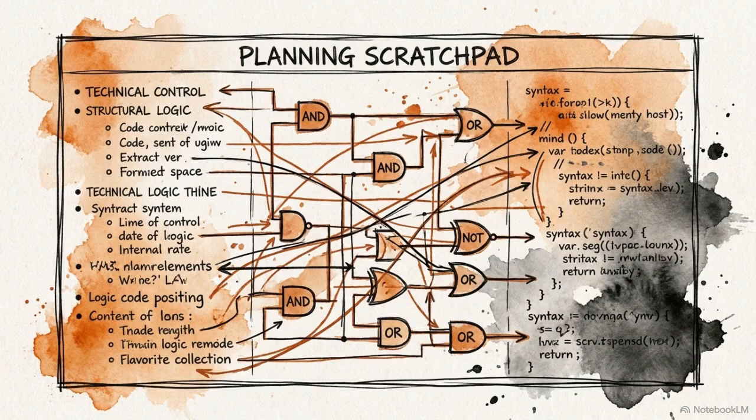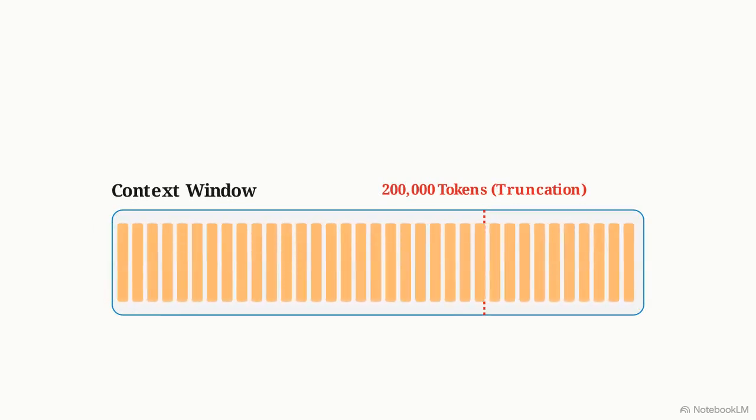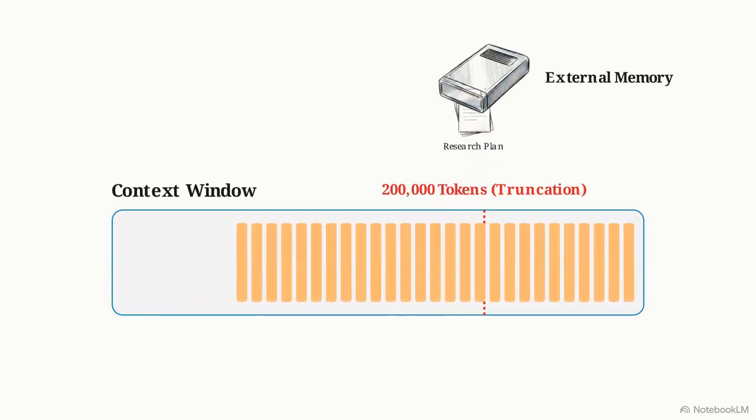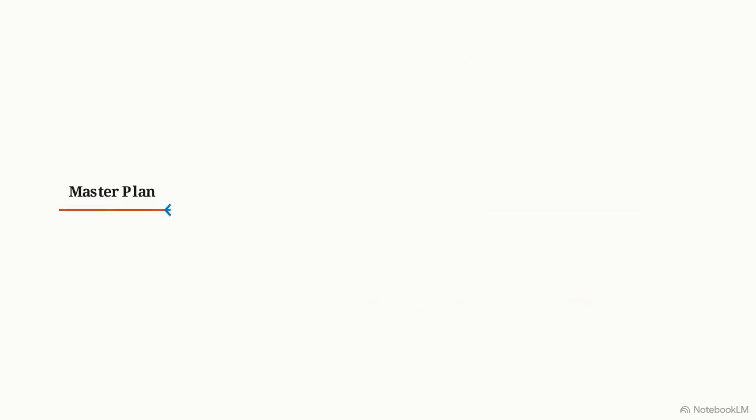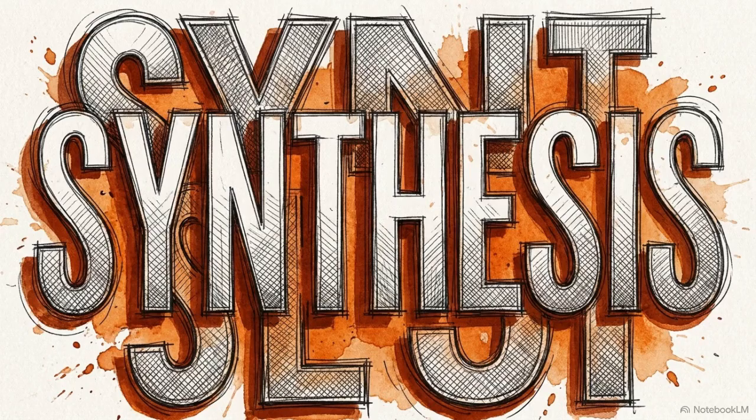It begins with step 1, analyze and plan, where the lead model uses its extended thinking capabilities as a strategic scratchpad. Because context windows truncate past 200,000 tokens, the orchestrator immediately externalizes its plan into memory. In steps 2 and 3, the orchestrator decomposes the objective and spins up parallel subagent threads to act as intelligent data filters.